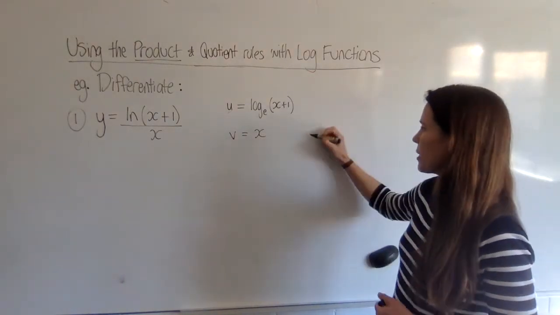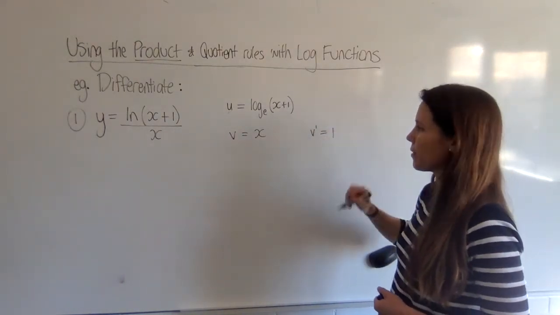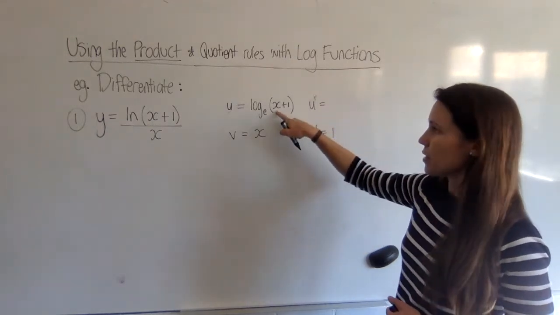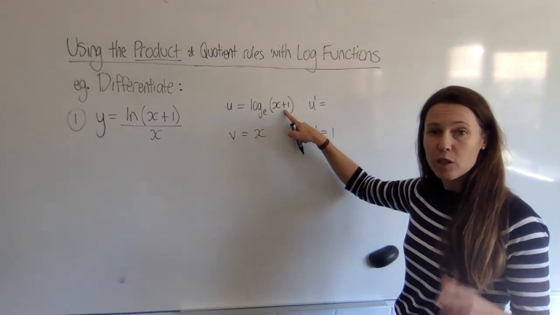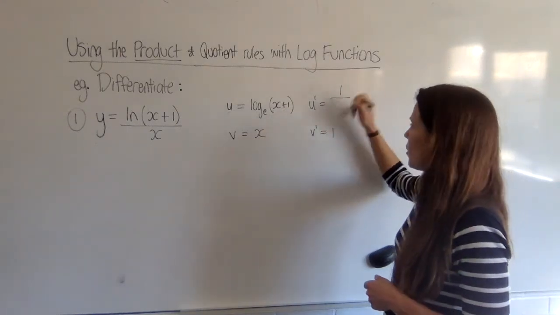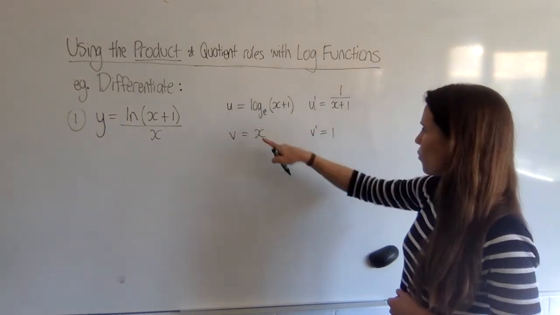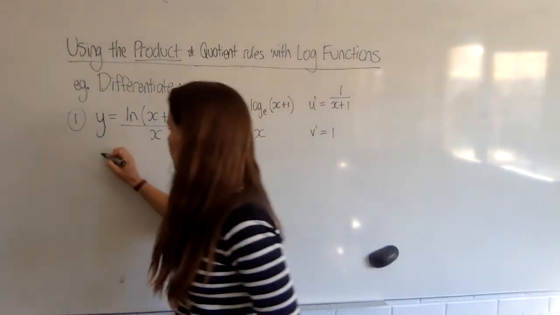Now this one's really easy to differentiate, we just get 1. This one, when we differentiate it, we will get the differentiation of what's in the brackets, which is just 1, over the function itself, x plus 1. So now we have our 4 parts, we're ready to apply the quotient rule.